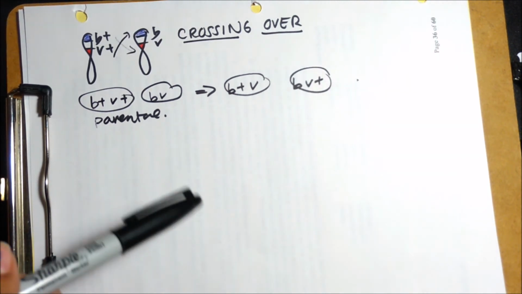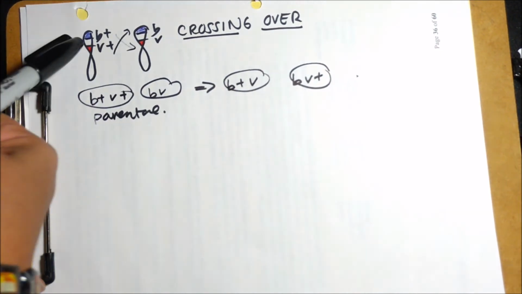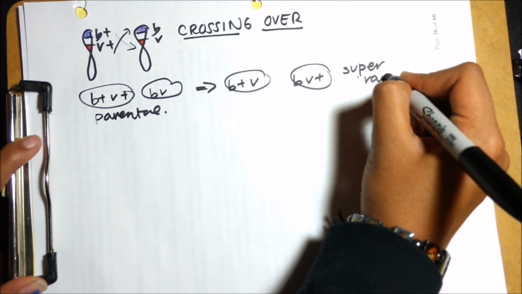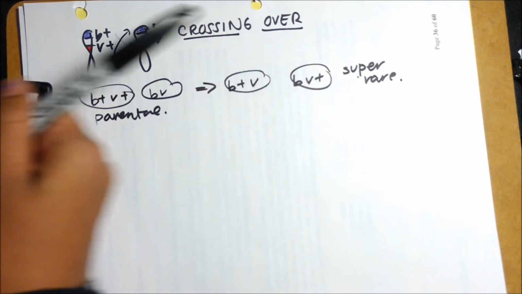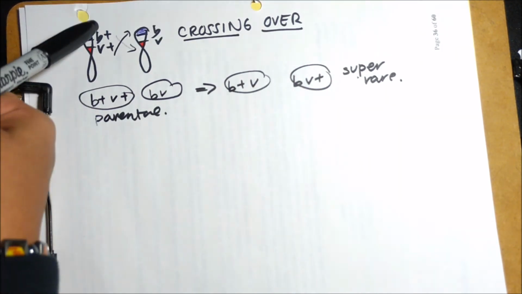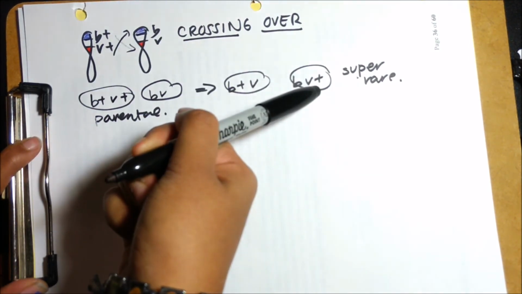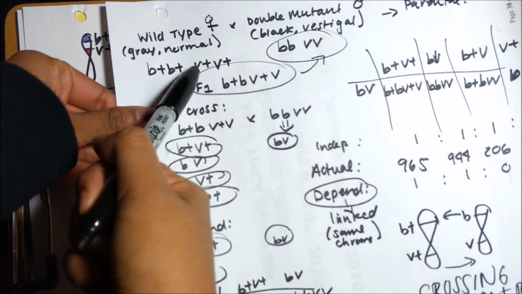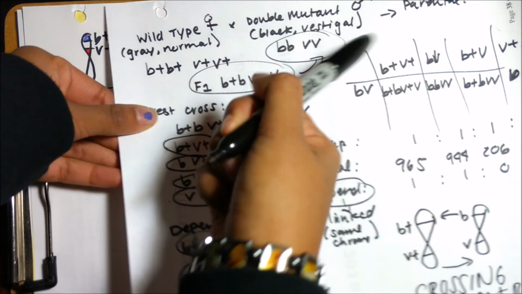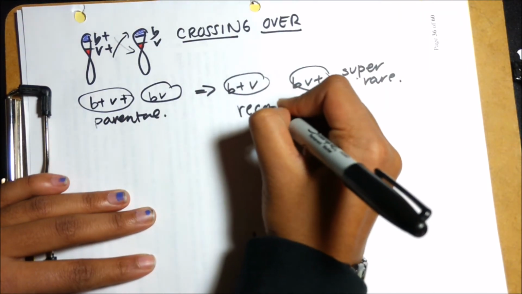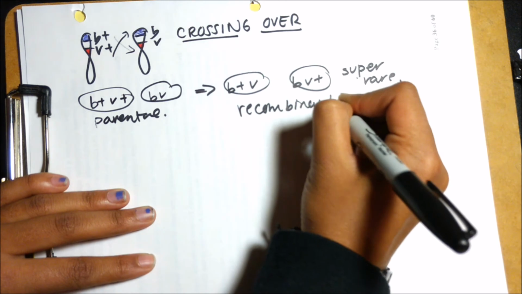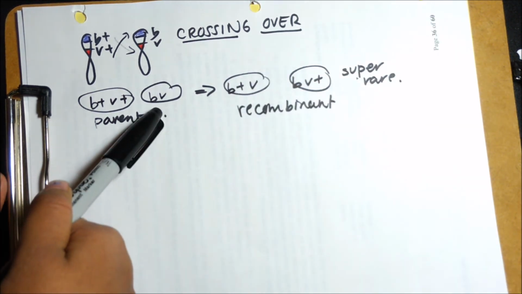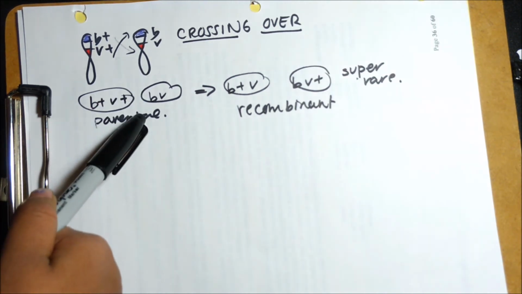But what is the actual likelihood of that being cut right in the middle? It's super rare, right? And when these are cut, these new gametes that are formed, they don't look like the original parentals, right? So these are called recombinant. And these recombinant types are super rare, and these are very likely to end up together.